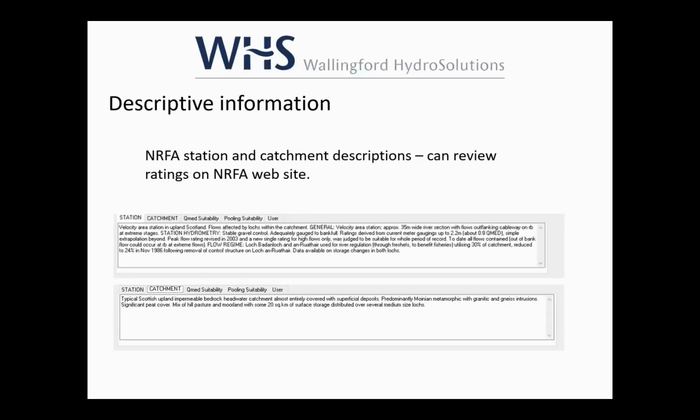We can also look at details of the catchment, another screenshot taken from WINFAP there. So this will just give a summary of the catchment, its steepness, how much rainfall it receives, its geology, and any human influences, agricultural land, etc.